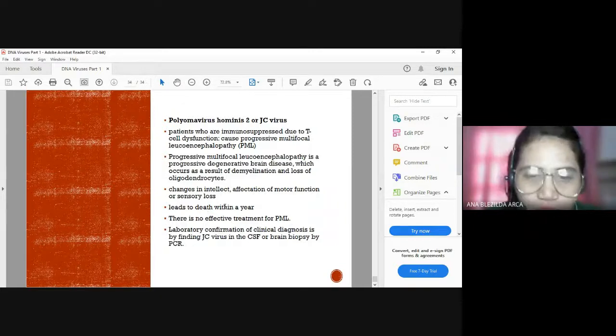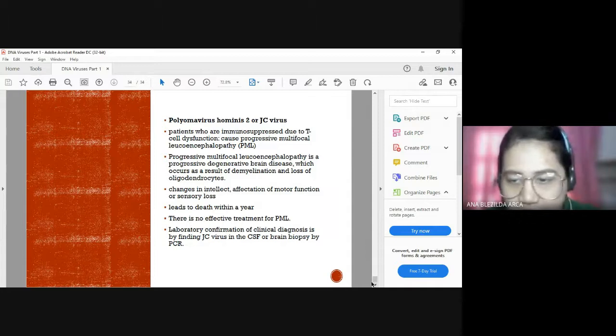So sino prone na magkaroon ng JC virus? Those with T-cell dysfunction. So primarily yung mga HIV patient din as well. Okay? So pwede silang mamatay because of the JC virus. So there's no treatment against the PML. Now for diagnosis of this one, you can perform PCR testing by getting the CSF or brain biopsy.